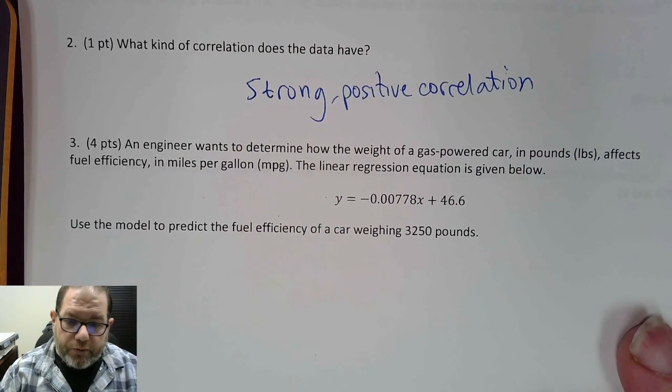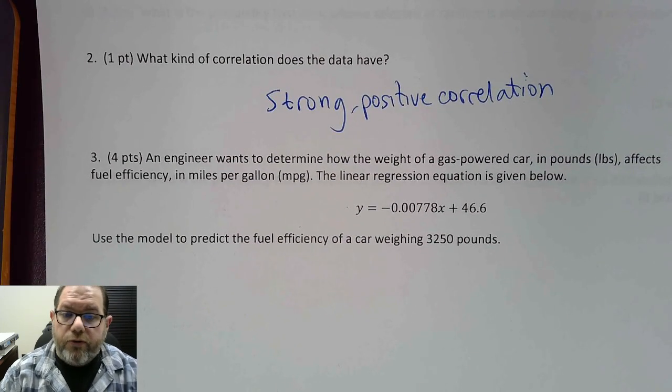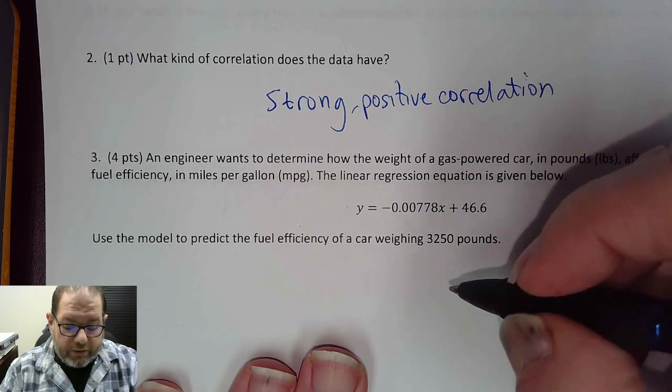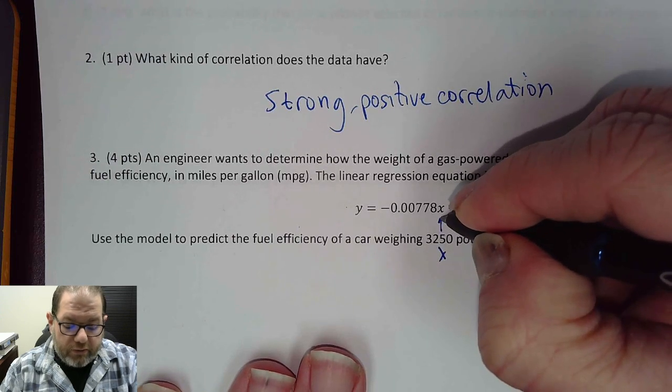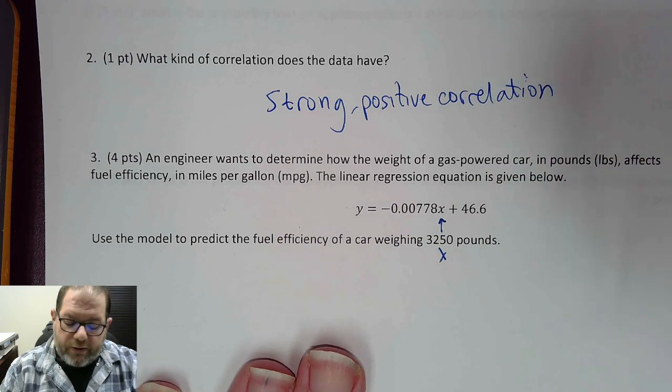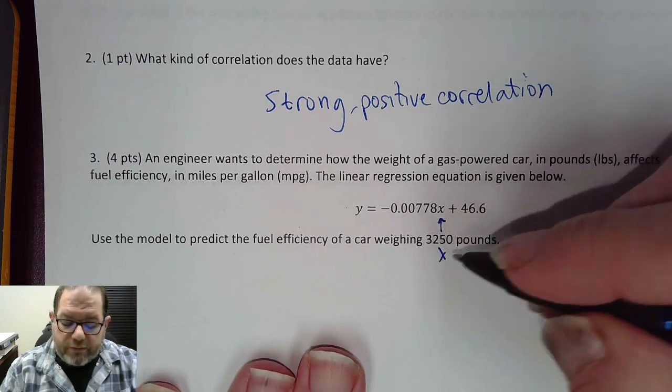And now problem 3. An engineer wants to determine how the weight of a gas-powered car, measured in pounds, affects fuel efficiency, which is measured in miles per gallon. Here we are given a linear regression equation, and we want to predict the fuel efficiency of a car that weighs 3,250 pounds. Essentially, if x is the weight, then this value is plugged in for x, and they just want us to calculate the y value, which would be the estimated fuel efficiency of this vehicle.